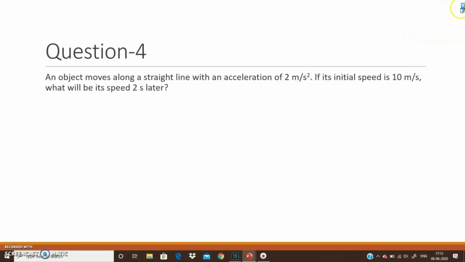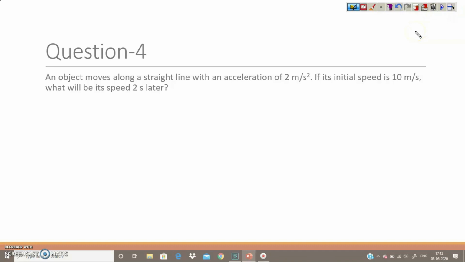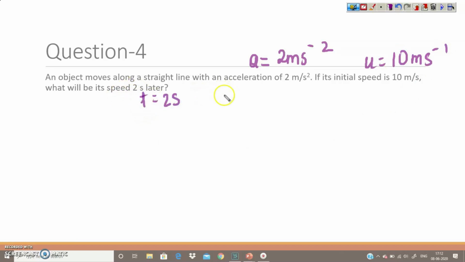Now let's have a look at the fourth question, and let me read the question for you. An object moves along a straight line with acceleration of 2 meter per second square. While reading the question, I will write the values for you. If its initial speed is 10 meter per second, that means initial speed u is 10 meter per second, what will be its speed 2 seconds later? Time is 2 seconds. Again, like the third question, we will use the first equation, v is equal to u plus at.